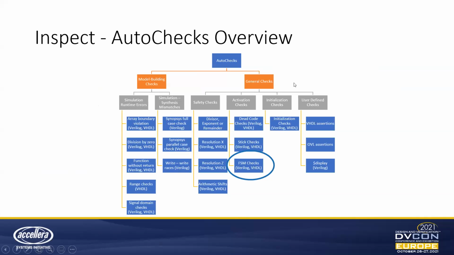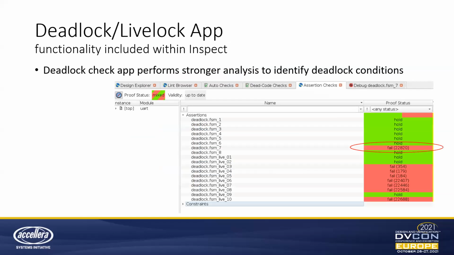General checks comes from the activation, which I already talked about, the FSM checks. We will cover the dead code and stuck checks in a moment. And then the safety checks are also part here. But what I actually want to talk about here is an extension to the FSM checks, which goes beyond the activation and reachability analysis, namely the deadlock livelock app, which is a functionality included within inspect.